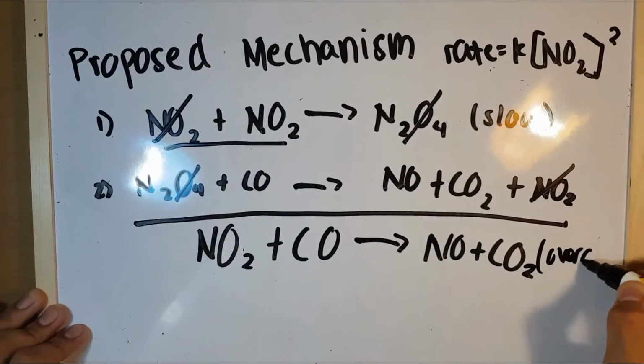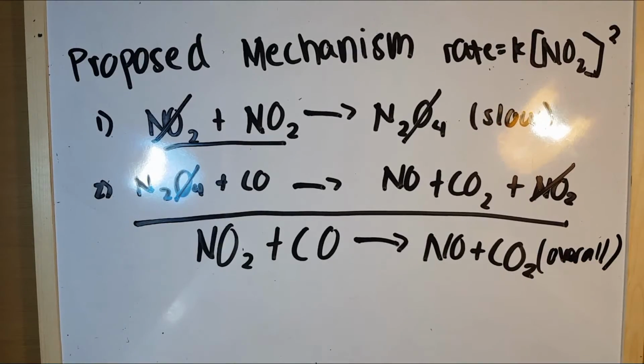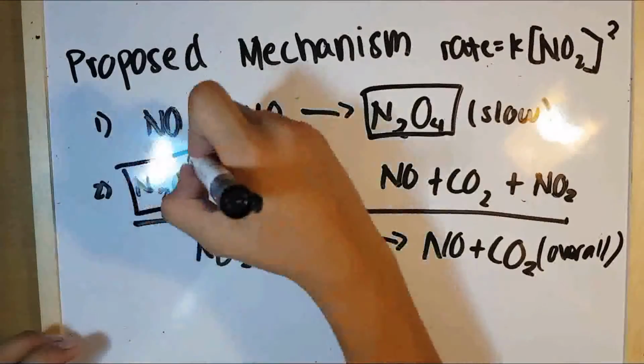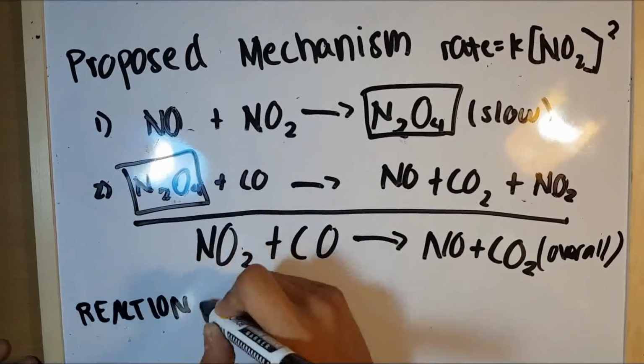In this proposed mechanism, N2O4 is formed in one step and is completely consumed in a later step. Such a species is called a reaction intermediate.